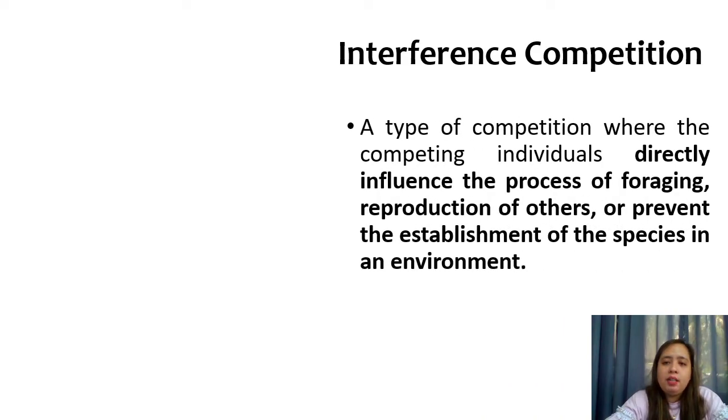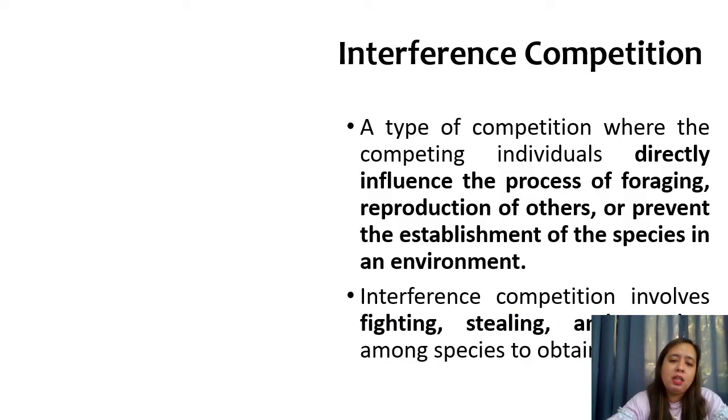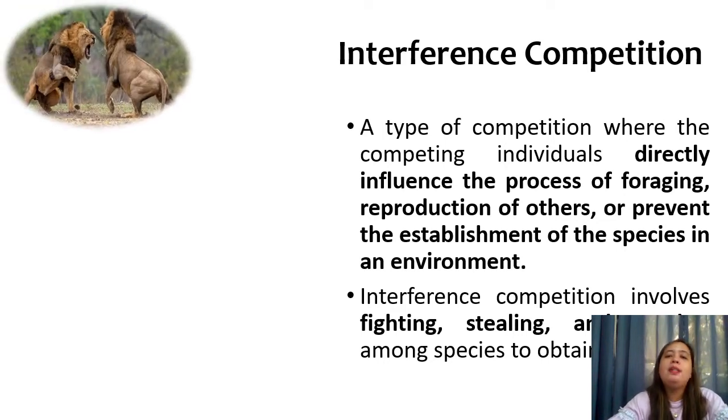So, in interference competition, this is direct influence, or direct competition also. But this directly influences the process of foraging and reproduction of others, and prevents the establishment of species in the environment. So, in interference competition, you can see really fighting, stealing, killing among species.